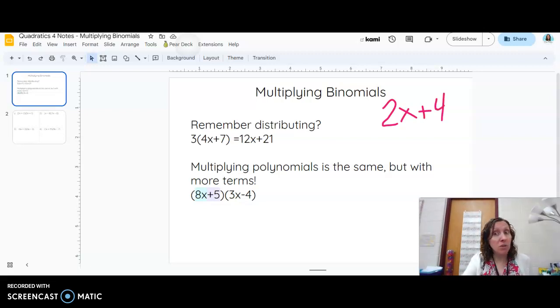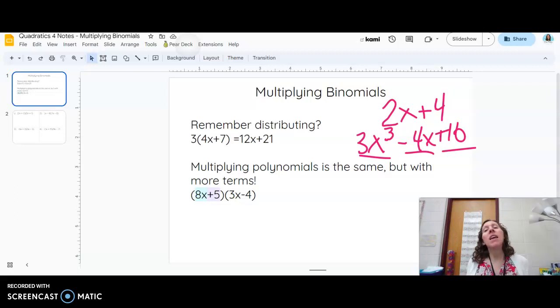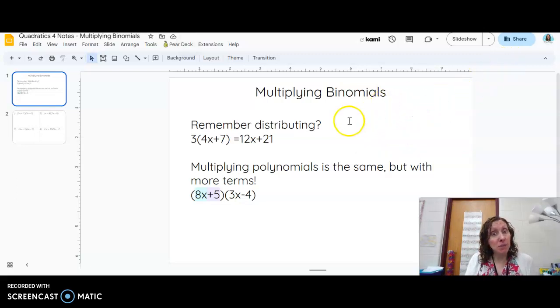If you have three terms, such as 3x cubed minus 4x plus 10, we have three terms, so that's called a trinomial. And if you have four or more terms, it's called a polynomial. So today we're going to focus on binomials, and we are going to practice multiplying them.